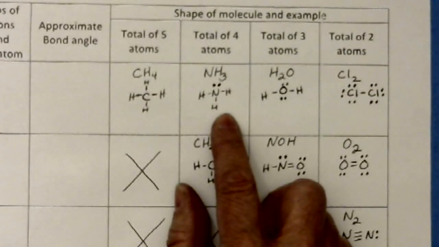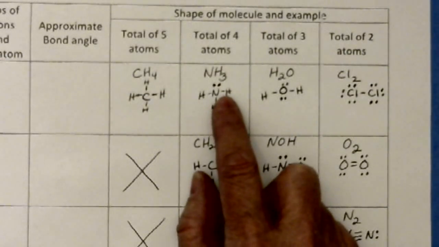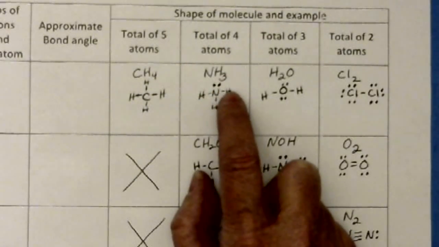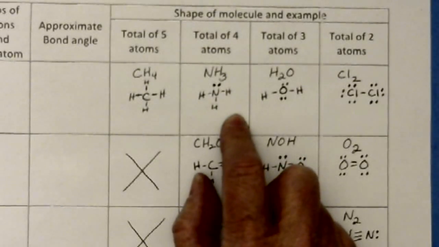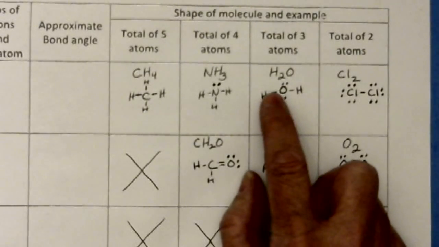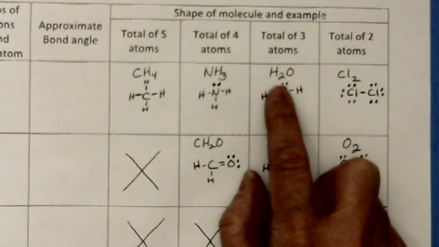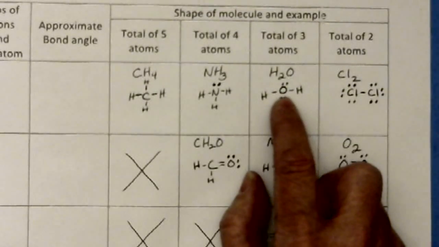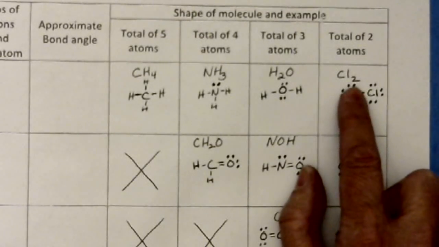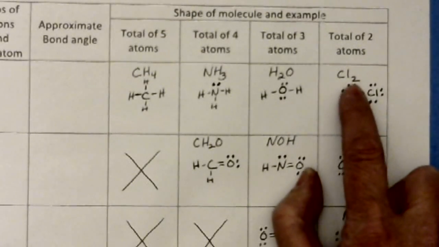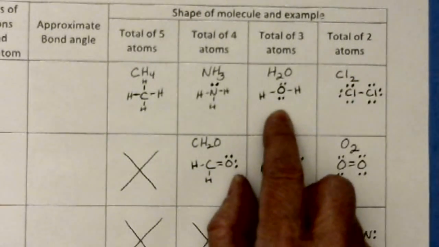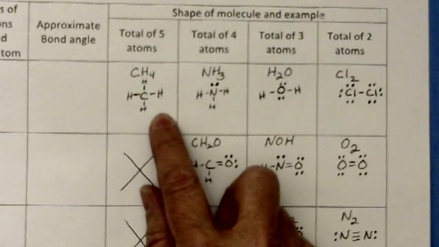What about ammonia, which is NH3? I still have 4 groups. I have 1, 2, 3 bonds, but I also have a pair of electrons. That counts as a group too. So I have 1, 2, 3, 4 groups of electrons. Water, 1, 2, 3, 4 groups of electrons. 2 that have single bonds and 2 that are lone, well, they're not lone pairs. They're just a pair but not bonded. And then I have chlorine, and I have 2, 4, 6, 8 electrons, but 1, 2, 3, 4 groups of them. So 4 groups around chlorine, 4 groups around oxygen, 4 groups around nitrogen, 4 groups around carbon.